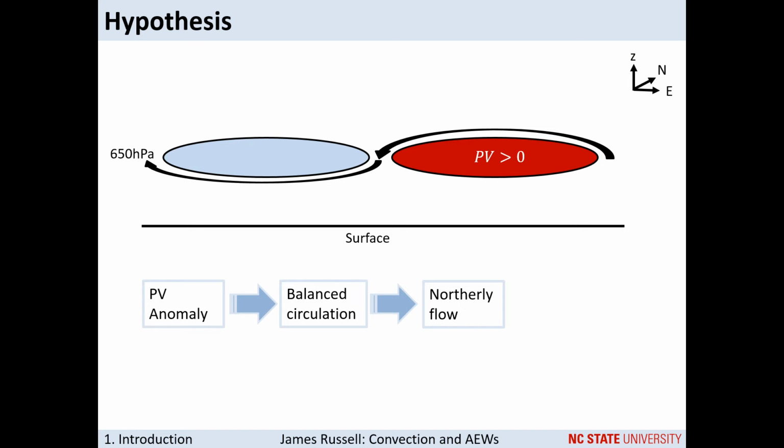Here I'm going to present our hypothesis. But first, I just want to present exactly how I expect the DRW mechanism to occur for African easterly waves. What we have here is a potential vorticity anomaly at 650 hectopascals, which is the approximate maximum in African easterly waves. That PV anomaly leads to a balanced circulation, which you can see here, which then leads to northerlies ahead of the trough, which is this positive PV anomaly.